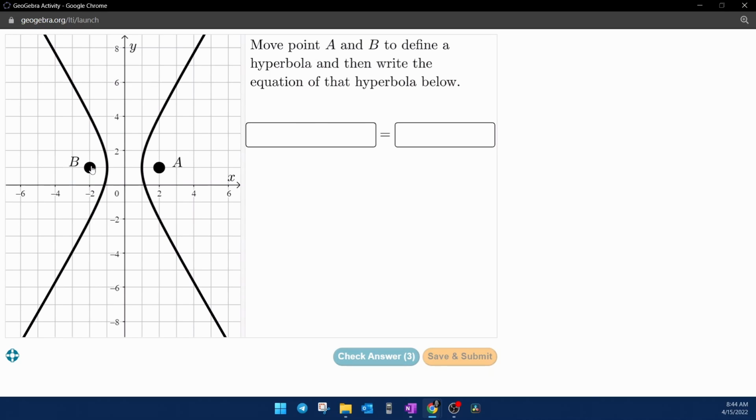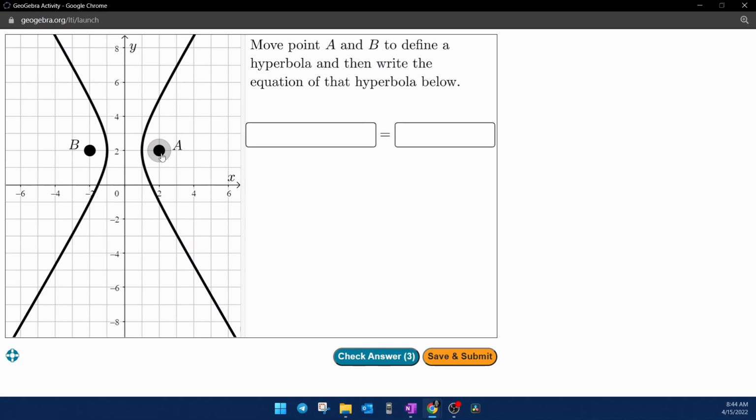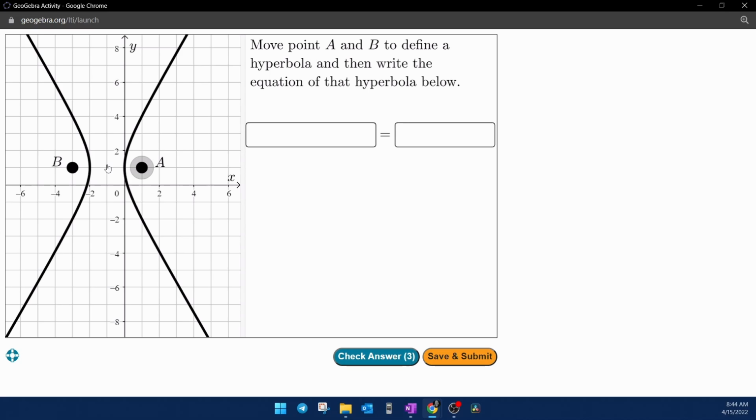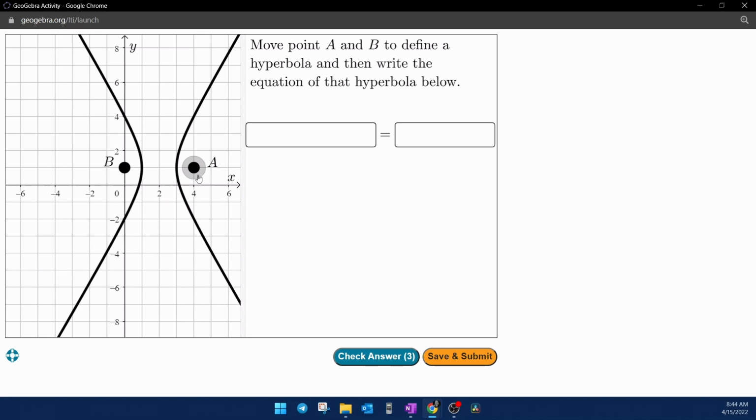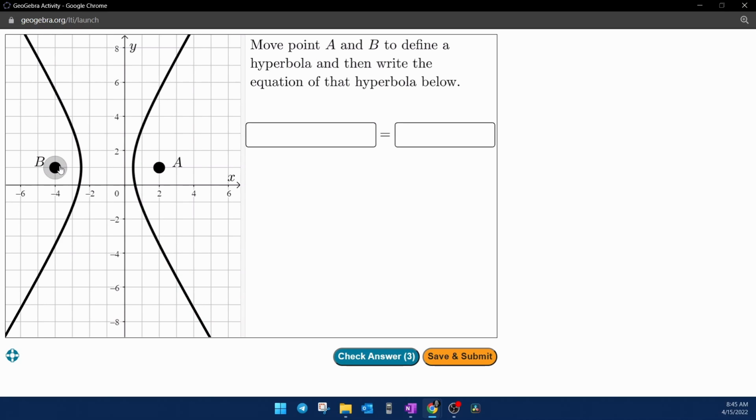And so we are able to move A and B. It's important to notice that B can shift left or right, but it can't go up or down. A can go up or down, but notice as A moves left or right, it doesn't expand or contract the distance between. B does that. B expands the distance.